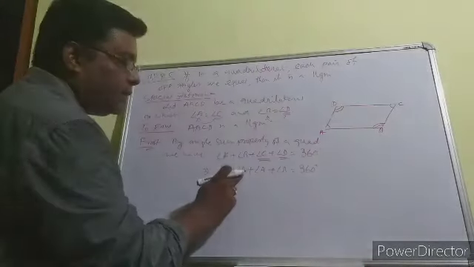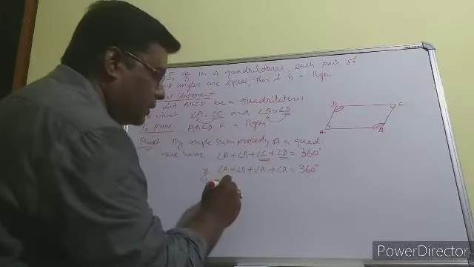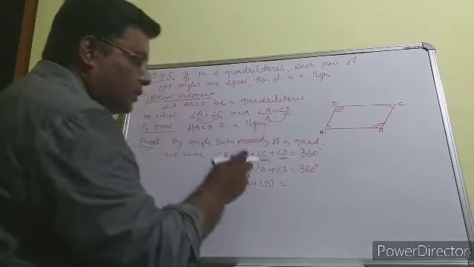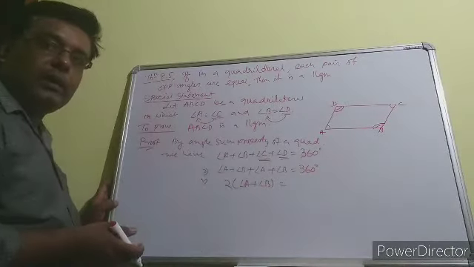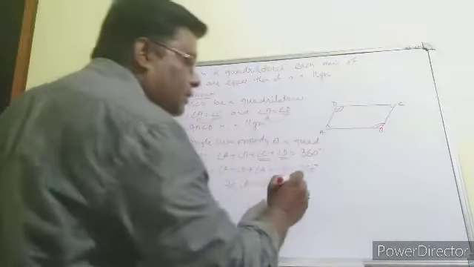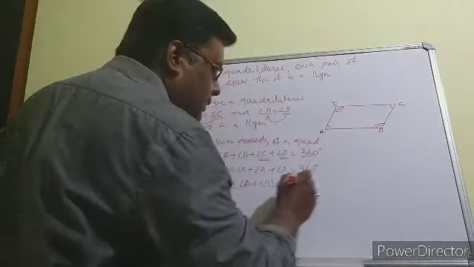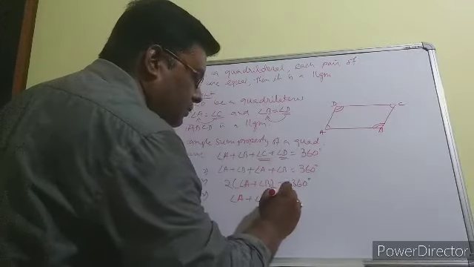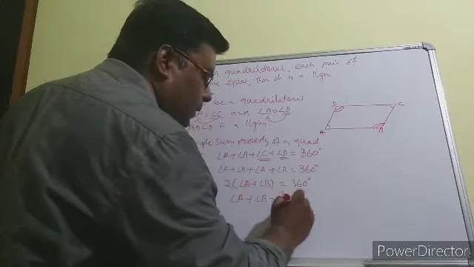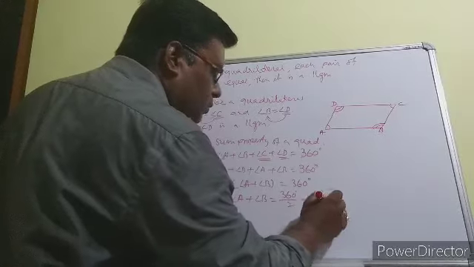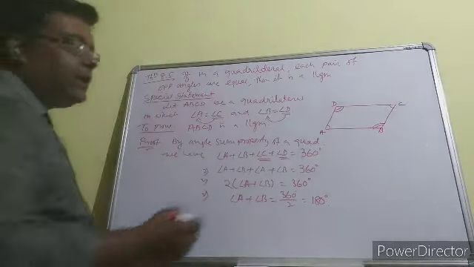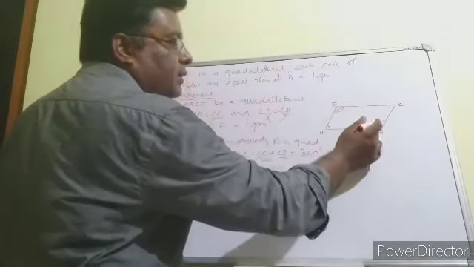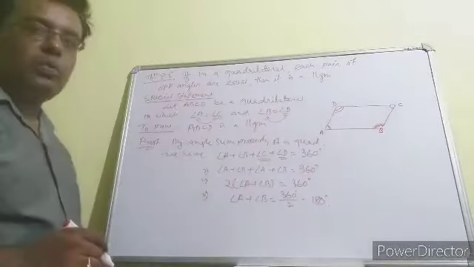That is angle A plus angle B plus angle A plus angle B, that is twice of angle A plus angle B, that is 2 angle A and 2 angle B. Twice of angle A plus angle B is equal to 360 degrees. That means angle A plus angle B is equal to 360 degrees by 2, that is 180 degrees. That means angle A plus angle B are 180 degrees.